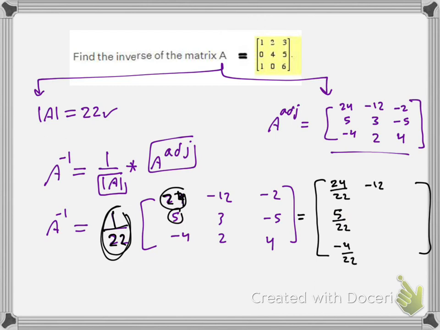And then negative 12 by 22. And 3 by 22. And then 2 by 22. And then negative 2 by 22. And then negative 5 by 22. And then 4 by 22. And you can make some cancellation if you would like. Then here now I have with me the inverse matrix for the case 3 by 3.